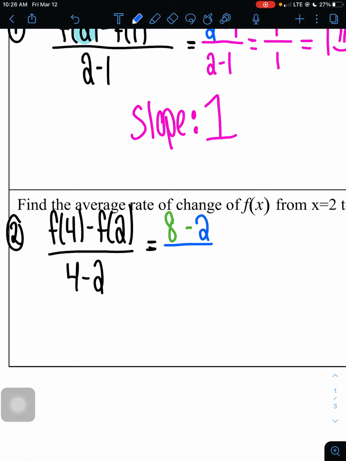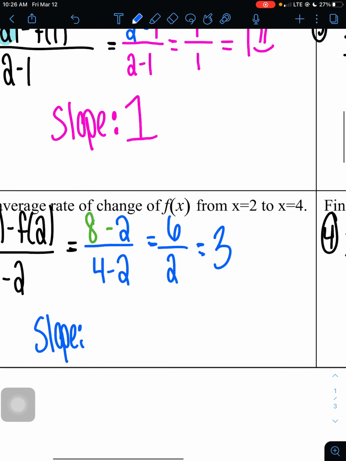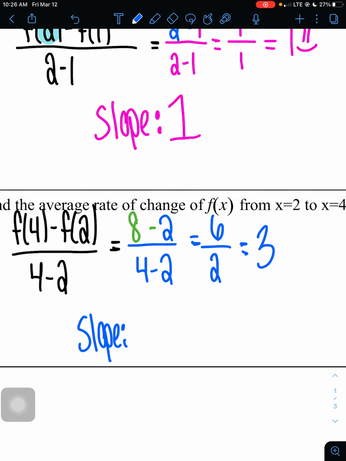Now at the bottom, at the denominator, I just have 4 minus 2. So I'm just going ahead and write that. I know 8 minus 2 is equal to 6. And then 4 minus 2 is equal to 2. So my slope right now is equal to 6 divided by 2. But I can simplify that. And I know 6 divided by 2 is equal to 3. So the slope for this interval, x equals 2 to x equals 4, is 3.